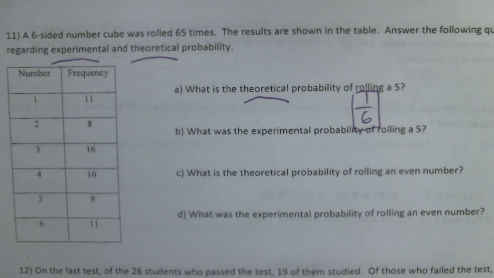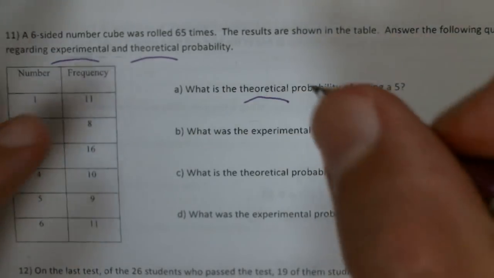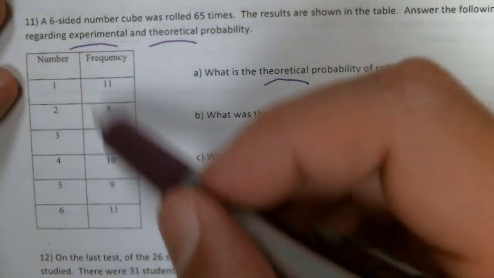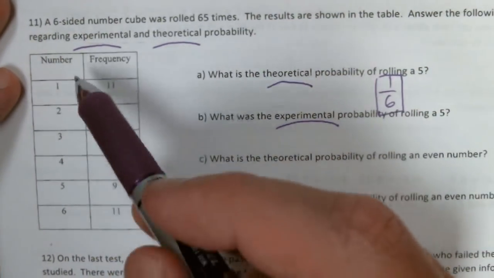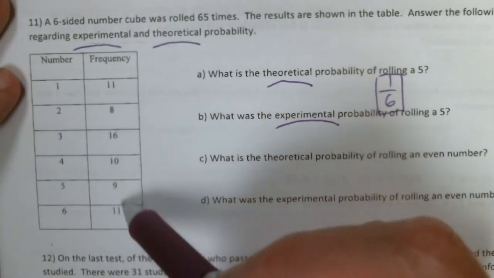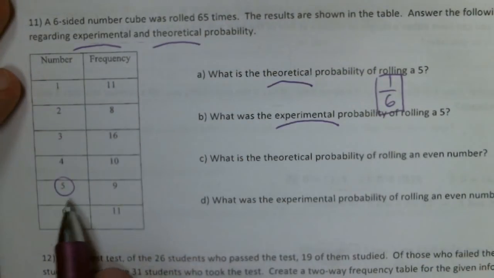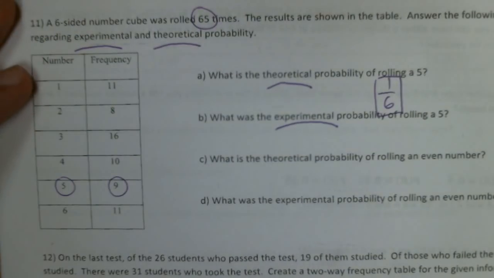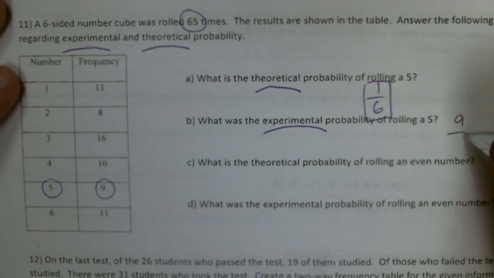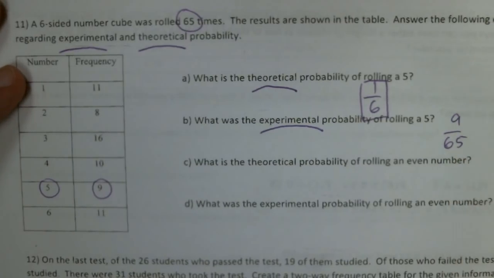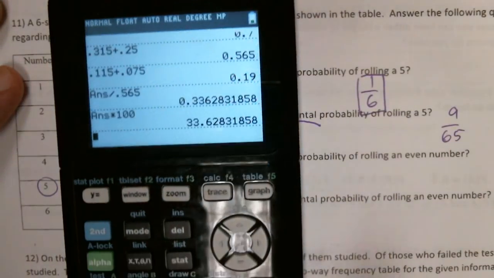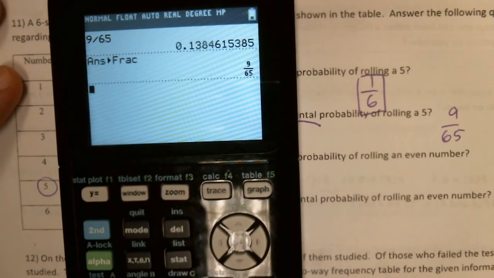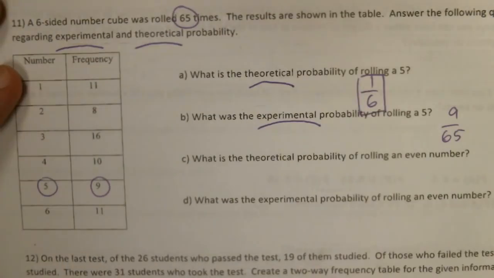Okay, number 2, or B says, what is the experimental probability of rolling a 5? Now we have to look at the data. They rolled 65 times. They got a bunch of different answers. How many times did it land on 5? It landed on it 9 times out of the 65 times in the experiment. So that's 9 out of 65. If you're not sure if that reduces, type it in your calculator. 9 out of 65, math, boom, boom. Well, it obviously doesn't simplify because it's the same thing.